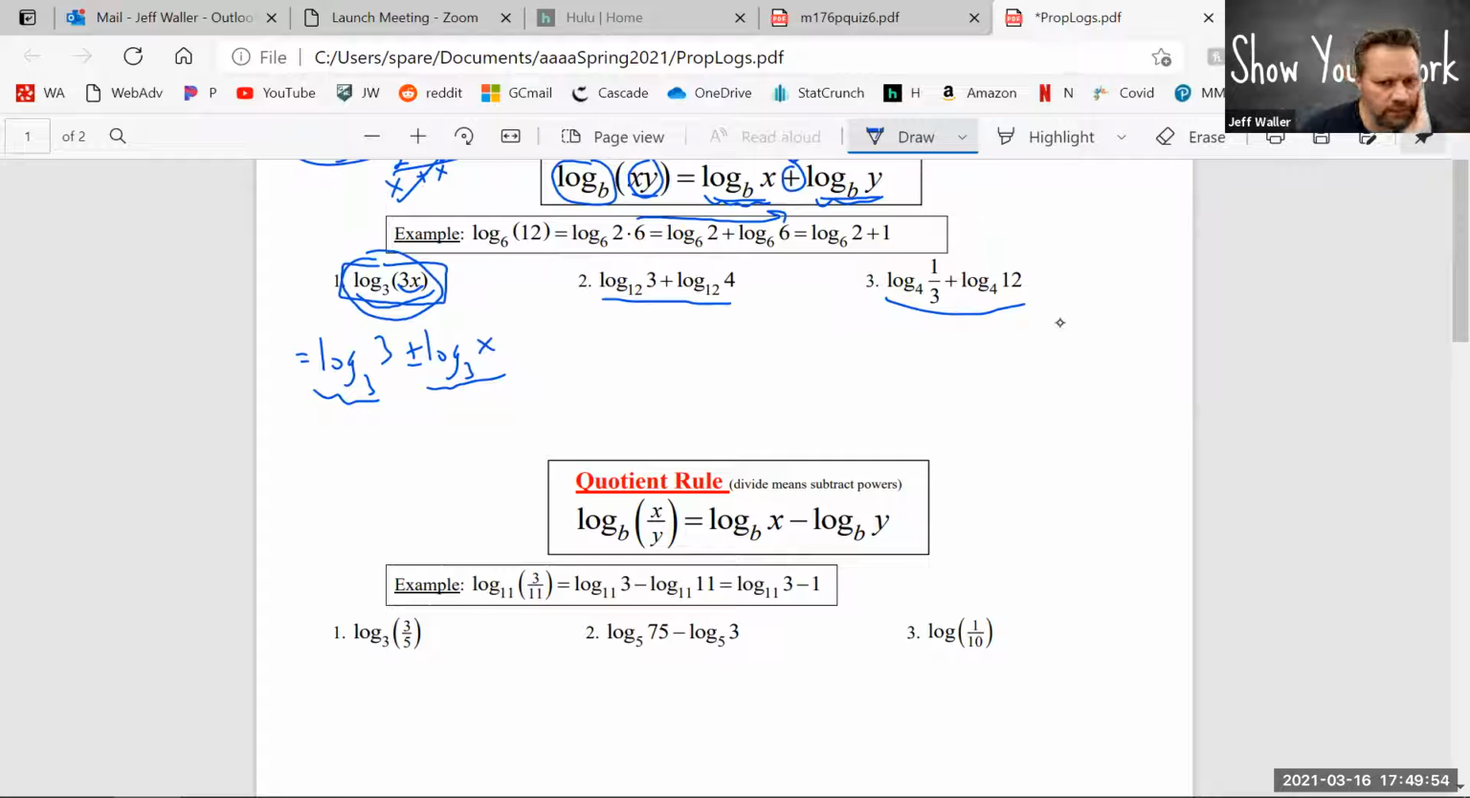Can I do either one of these? I don't know what log base 3 of x is, but what's log base 3 of 3? 1. Yeah, because that's the power 3 needs to become 3. I like it. All right, keep going.